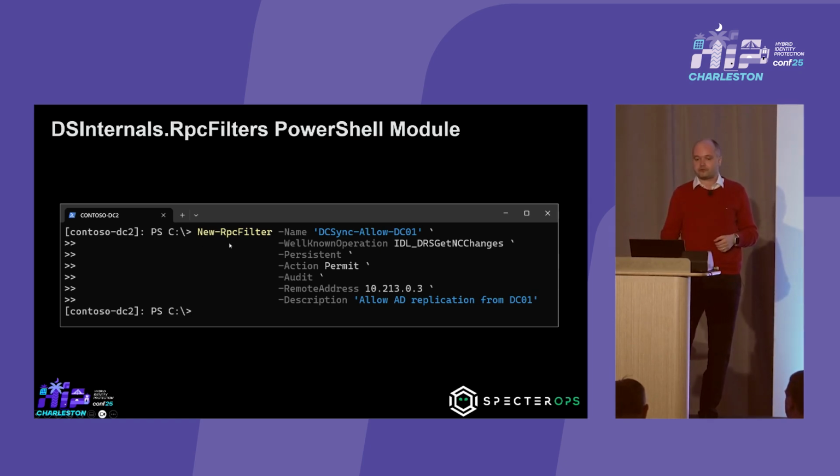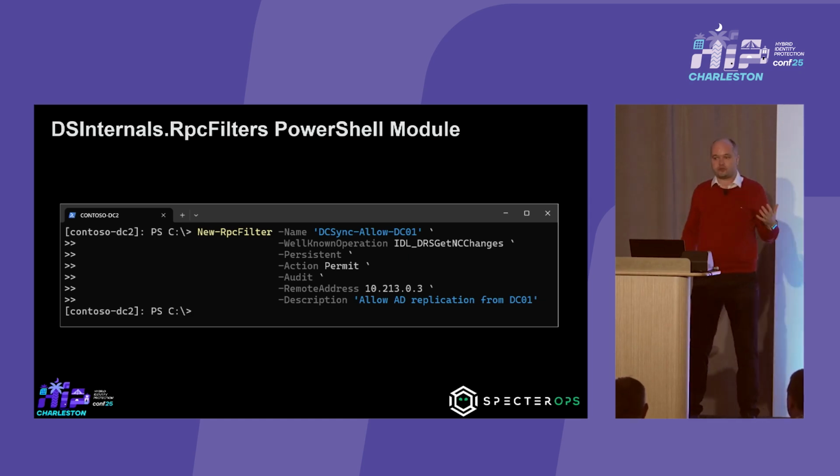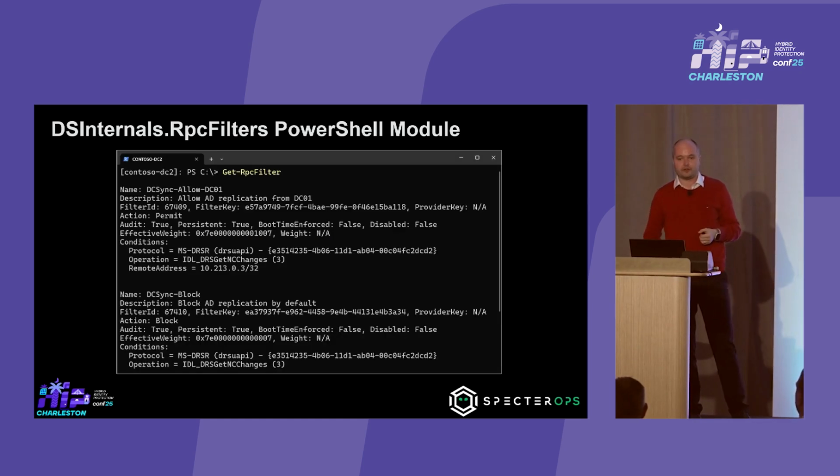So here is a command from that PowerShell module, and I don't need to work with operation numbers and with protocol IDs. I will only say that I want to handle the GetNCChanges operation, and I want to permit it from this IP address, and I also want to enable auditing. And I can actually also provide a name and description for that rule, which netsh doesn't allow you to do. So it's always called RPC filter. Yeah, so you can add some documentation to that as well.